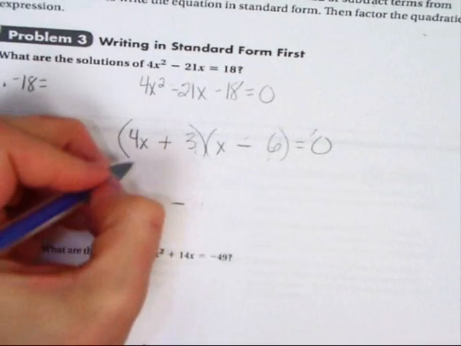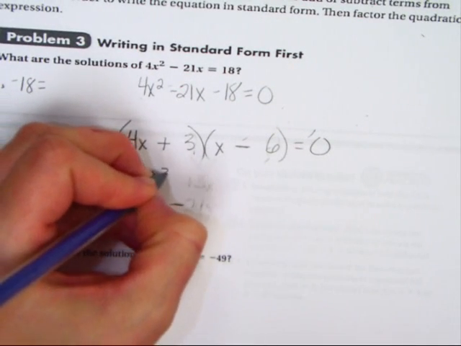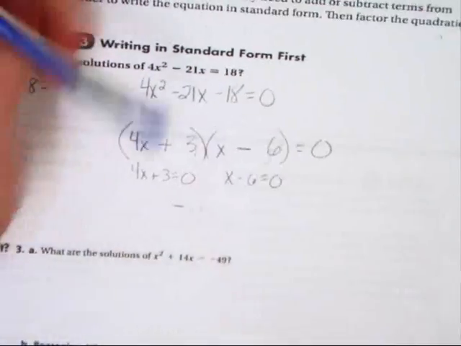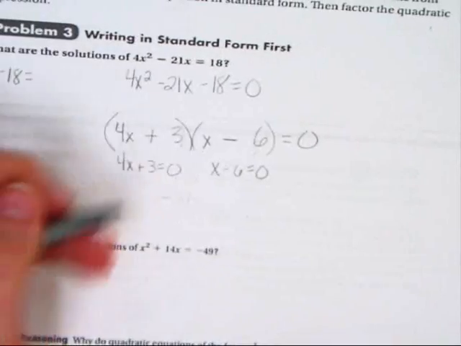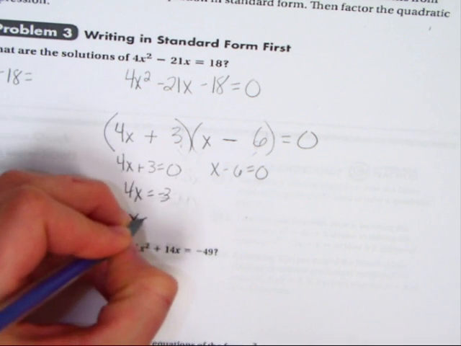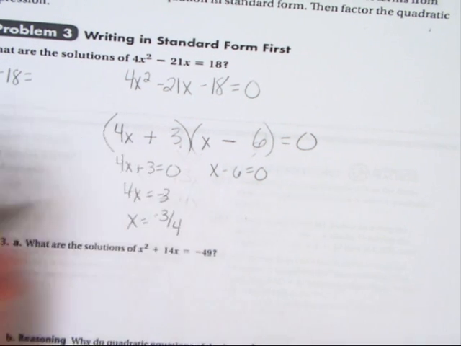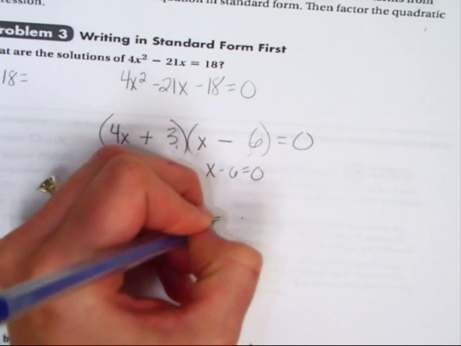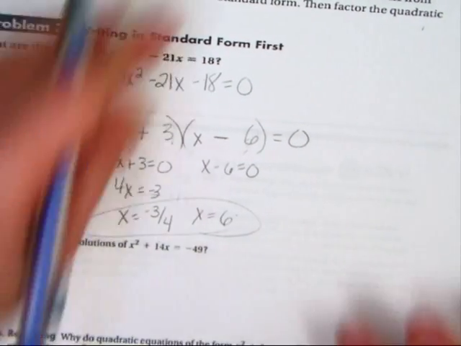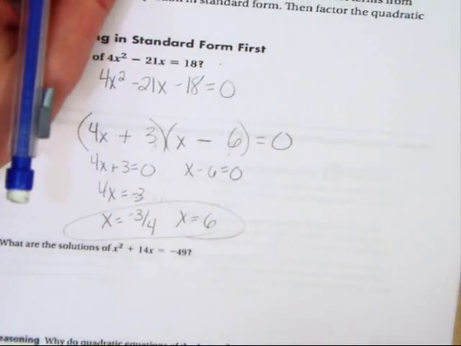Once you know how to factor, you set each one equal to 0. On the first one, I need you to take away 3, and then divide by 4. On the second one, I need you to add 6. Your two answers are negative 3 over 4 and a positive 6.